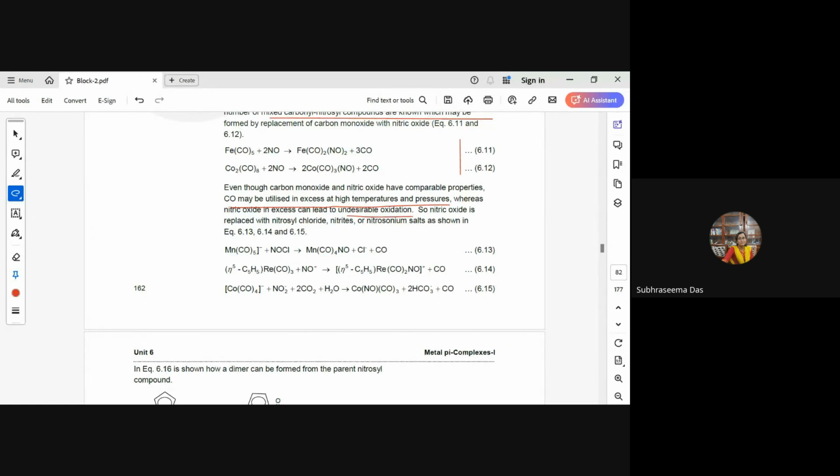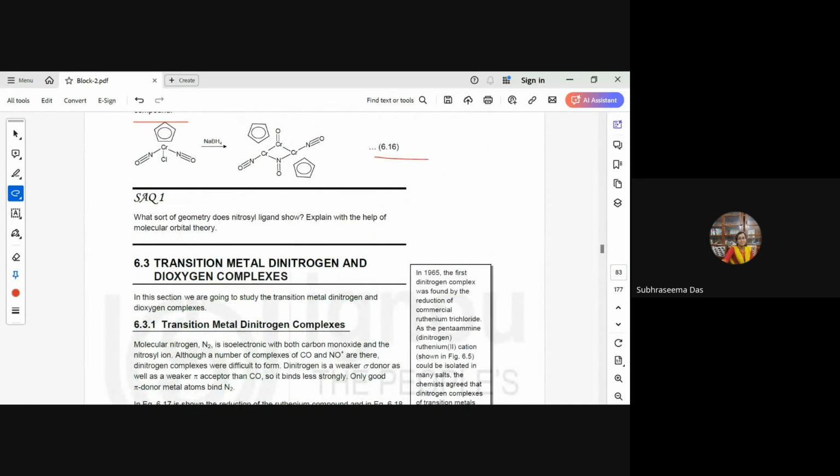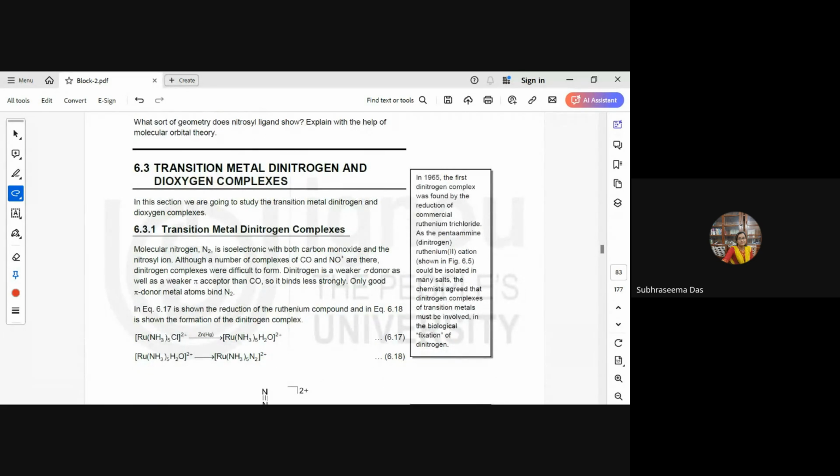So nitric oxide, that is NO, is usually replaced with nitrosyl chloride, nitrates and other reagents like those represented here in equation 6.16 to equation 6.15. Now, equation 6.16 shows how a dimer can be formed from the parent nitrosyl compound. This equation depicts the formation of a dimer from a parent NO compound with the use of NaBH4.